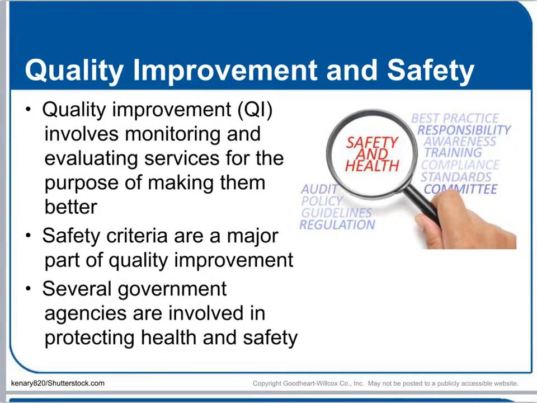Every type of organization utilizes some type of QI, quality improvement, and that's basically monitoring and evaluating services that make your institution safe and ways to make them better. Safety criteria are a major part of quality improvement, and several government agencies are involved in protecting health and safety.